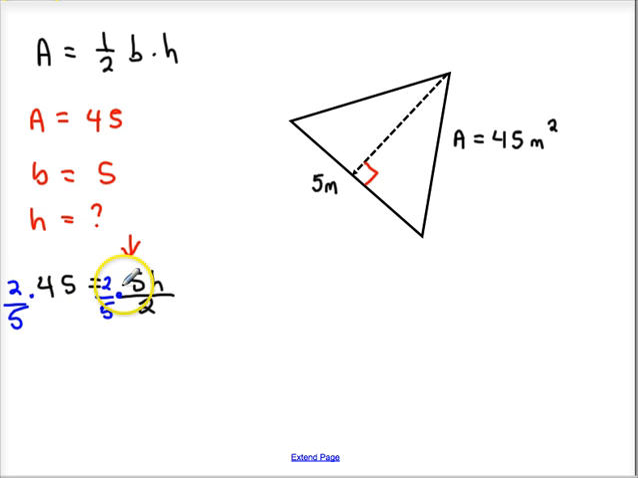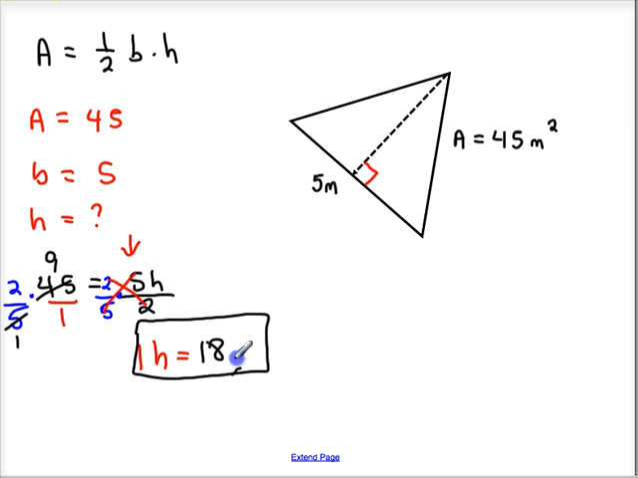On the left side, 2/5 times 5 halves simplifies to 1, or 1h, equals, and on the right side, you have 2/5 times 45. Reduce where you can. 5 and 45 can reduce. 5 could go into 5 once. 5 could go into 45 9 times, and you're left with 2 times 9, or 18. So 1h, or h, is equal to 18, and do not forget your units, 18 meters.